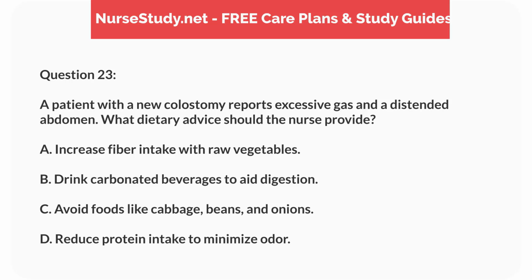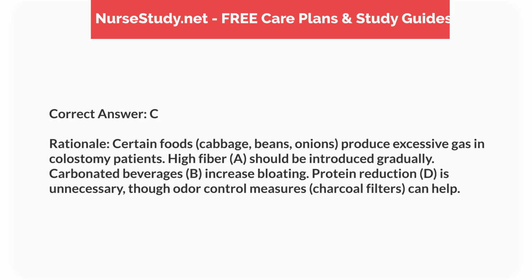A. Increase fiber intake with raw vegetables. B. Drink carbonated beverages to aid digestion. C. Avoid foods like cabbage, beans, and onions. D. Reduce protein intake to minimize odor. Correct answer, C. Rationale: certain foods, cabbage, beans, onions, produce excessive gas in colostomy patients.